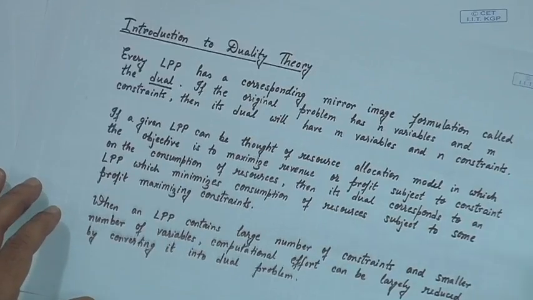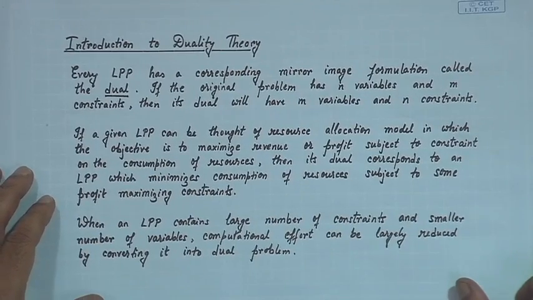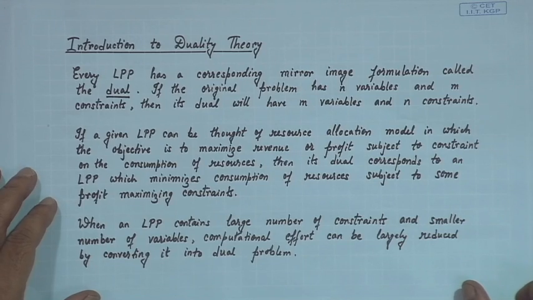Now, let us come to the next topic, that is, introduction to duality theory. Every LPP has a corresponding mirror image formulation, which is known as the dual of that LPP. So, please note this one. We are saying that every LPP has a mirror image formulation. That is, if you keep it in front of a mirror, then the image formulation will be like that.